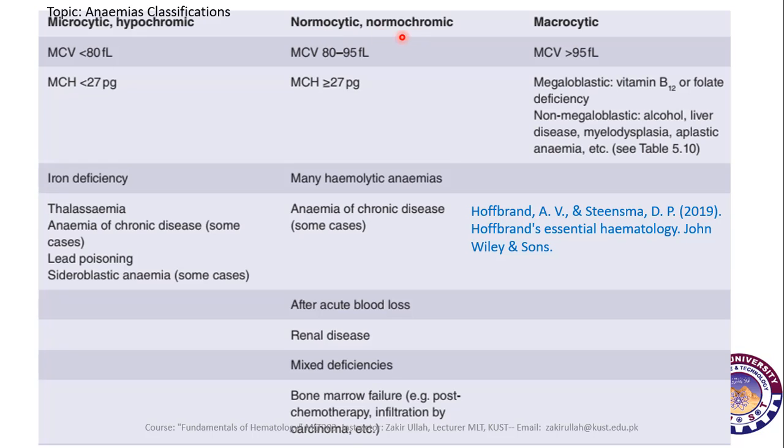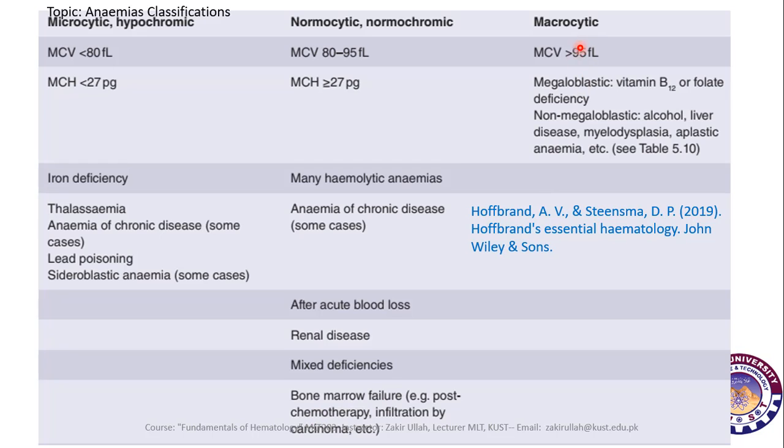Normocytic normochromic anemia, in which the mean cell volume is between 80 to 95 femtoliter. The mean cell hemoglobin is more than 27 picogram, in the normal limit. It occurs in many hemolytic anemias, anemia of chronic diseases, after acute blood loss, renal disease, mixed deficiencies, or bone marrow failure.